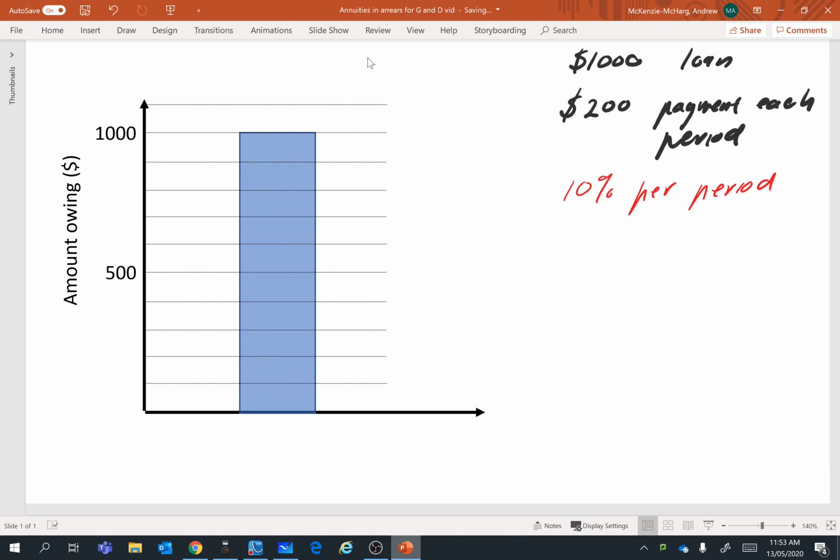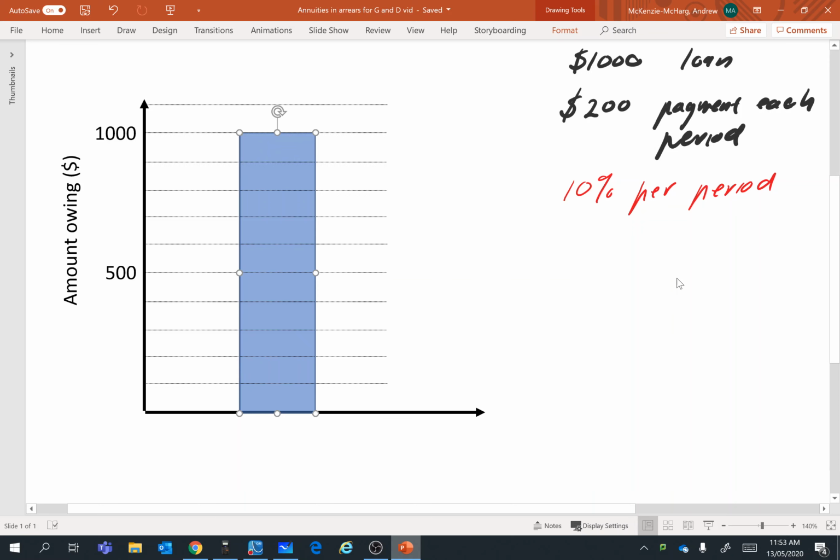Okay, so those periods can be different lengths. It could be that the payments and the interest are calculated each month, each week, each day. In this situation, we'll just say per period, we won't put any particular time length on it. So what typically happens is that we have $1,000 in this account. This blue bar here shows the amount owing on this account as it's being paid down. So right now it's at $1,000.